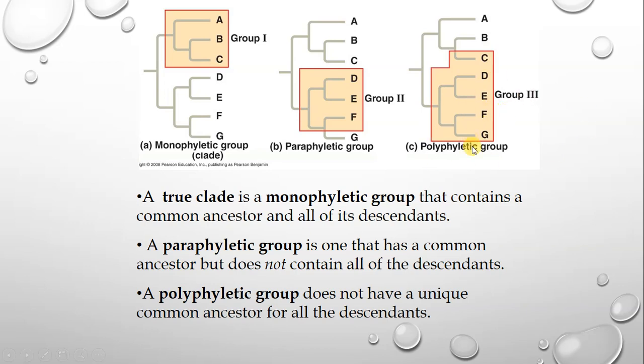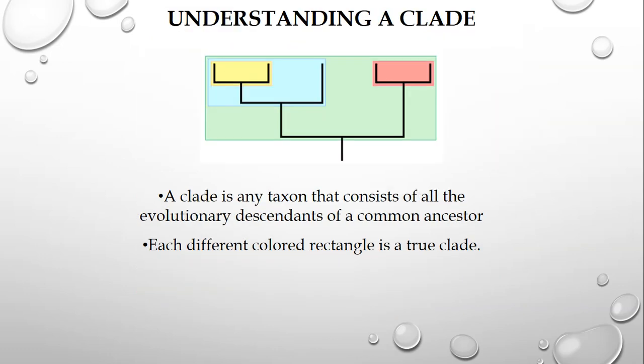But here, polyphyletic group. The classical definition is that it does not have a unique common ancestor. Yes, this is true. For this part, a unique common ancestor is this. But how about C? For C, this is not a common ancestor. But due to some reason in analysis, if you have included this C, that will be called a polyphyletic group. I hope I have made it clear. Okay.